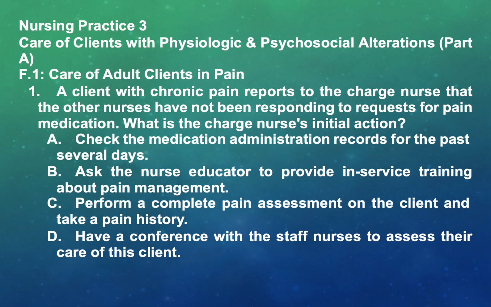Number 1, a client with chronic pain reports to the charge nurse that the other nurses have not been responding to requests for pain medication. What is the charge nurse's initial action? The correct answer here is delta.